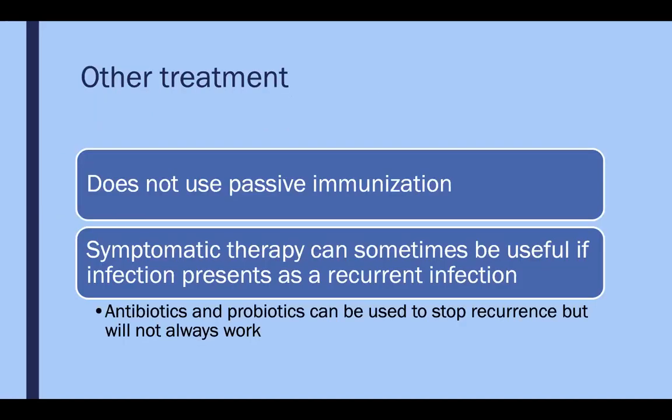Other treatment: it does not use passive immunization. And symptomatic therapy can sometimes be useful if the infection presents as a recurrent infection, but it doesn't always present as a recurrent infection. Antibiotics and probiotics can be used to stop recurrence, but may not always work.